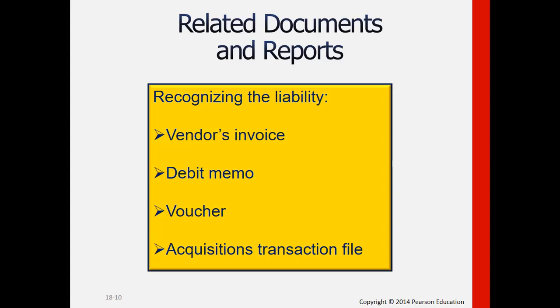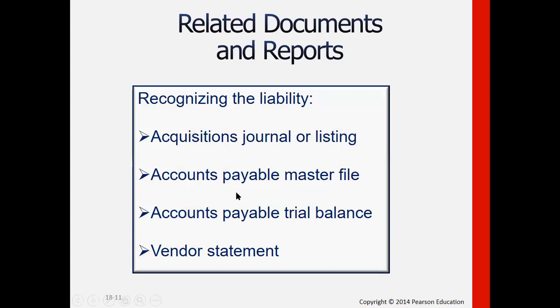Because if we utilize the special journal, so if we are using the voucher system, that would have impact later on for the payments because the voucher system would be the payment of all liabilities and expenses. So in that case, that would be the so-called check register. If we are utilizing the voucher system, but for non-voucher, normally this is called the cash disbursements journal. Okay, so to continue recognizing the liability, we have the acquisitions journal or listing.